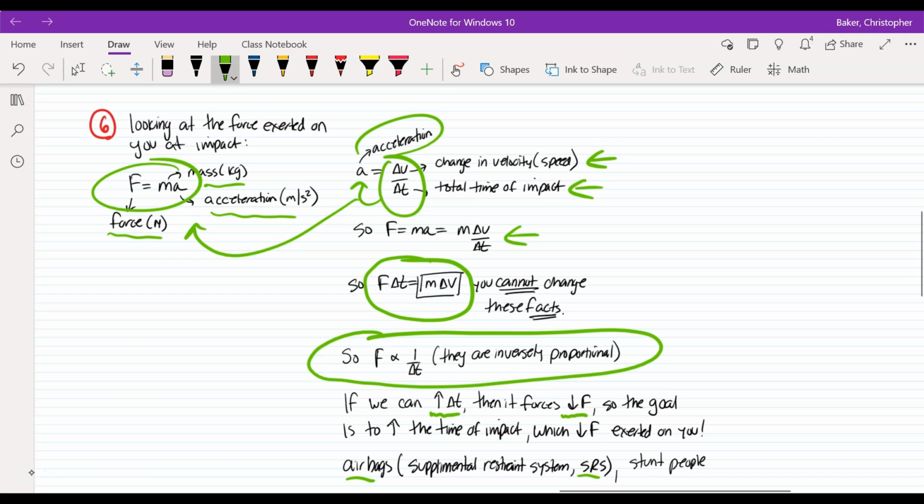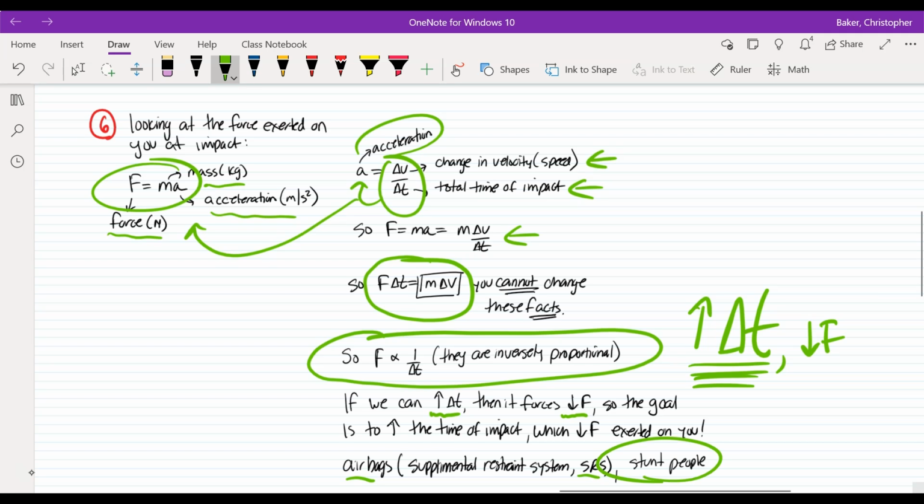What happens is when the airbag deploys, and you hit the airbag, let's say you're not wearing your seatbelt, it's going to slow you down. You're not going to hit the steering wheel instantaneously. It's going to slow you down. It might be a fraction of a second, which it is, but anything you can do to drive up your delta t drops the force exerted on you, okay? They are inversely proportional. So the goal is to increase the time of impact.